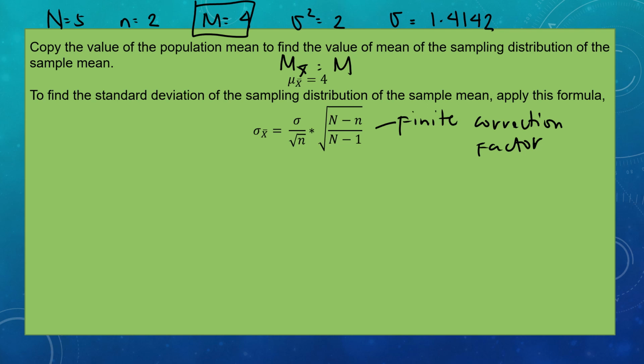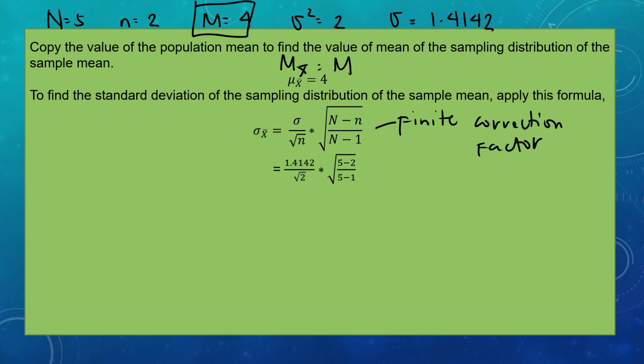Now, let's do the substitution property. Instead of writing sigma, we will be writing 1.4142. Instead of writing small letter n, we will be substituting the value, which is equal to 2. Next, instead of writing capital letter N, we will be writing 5. Bring down minus, and then instead of writing small letter n, we will be writing 2, because the value of the small letter n is equal to 2. Instead of writing capital letter N, we will be writing 5 minus 1.